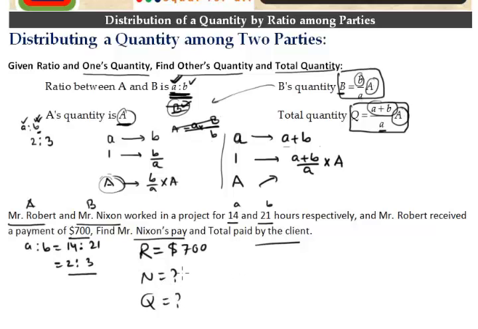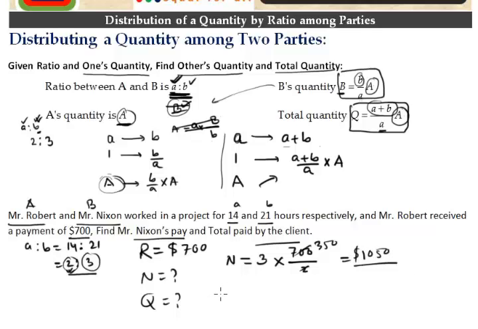To find N, we will write like this: N equals Mr. Robert's pay, Robert is A, so Robert's pay is 700. That will be divided by its corresponding ratio. Mr. Robert is the first one, this one is the second one. So Mr. Robert's quantity will be divided by his corresponding ratio and then multiplied by Mr. Nixon's ratio. Here we get 700 divided by 2, which gives 350. 3 times 350 gives us 1050. So Mr. Nixon will get $1050.